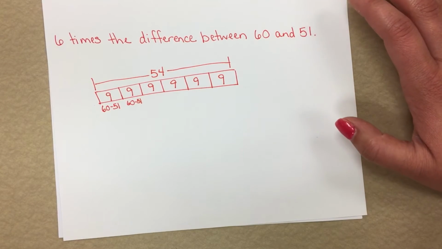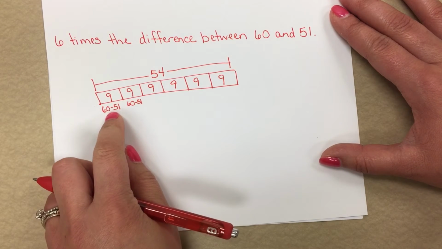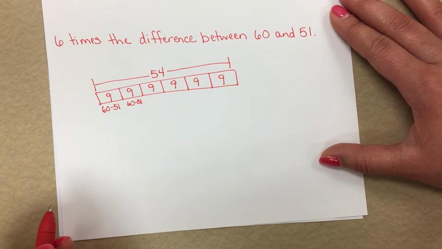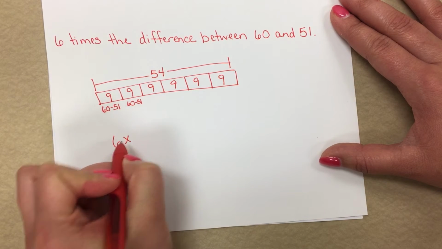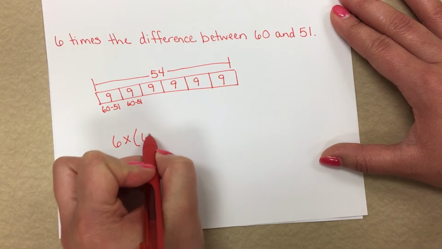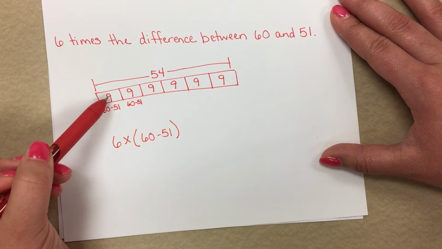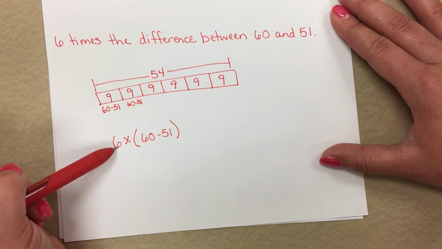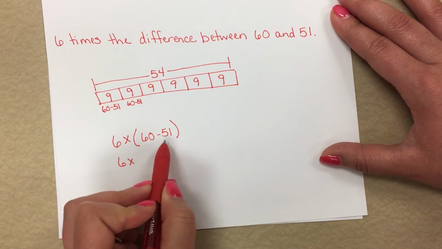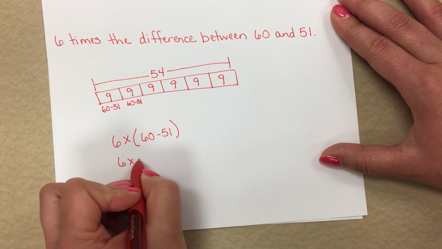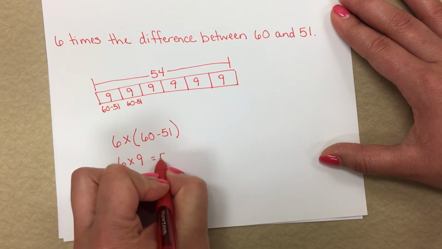But how do I write that in standard form? Well, I want to show that I want to do the difference between 60 and 51. I want to do that 6 times. So I would have 6 times the difference between 60 and 51. So I want to make sure that I'm multiplying 9 6 times. So when I do this, using my order of operations, I have to do what's inside of the parentheses first, and I'm going to pull down the rest of my problem. So 6 times 9 equals 54.